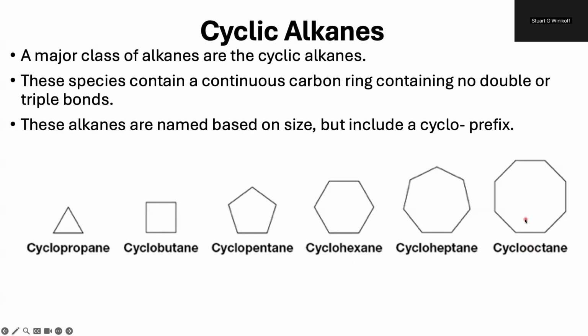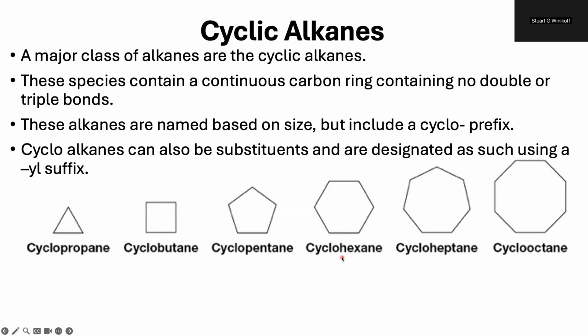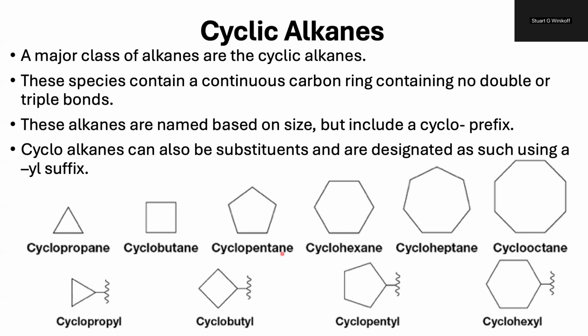We can name each of these species based on size, but notice each time I include that cyclo prefix. So cyclopropane, cyclobutane, cyclopentane, cyclohexane, and so forth. However, one of the things you have to watch out for is that cycloalkanes, in addition to being our core root name, can also themselves be a substituent, in which case we use that alkyl suffix. So cyclopropane becomes a cyclopropyl group. Cyclobutane becomes a cyclobutyl. Cyclopentane becomes a cyclopentyl. And cyclohexane becomes a cyclohexyl substituent.